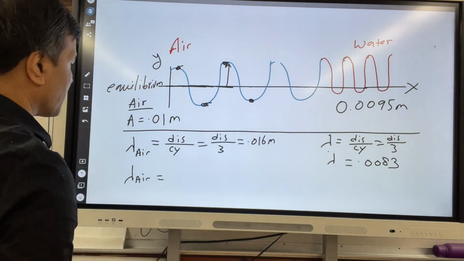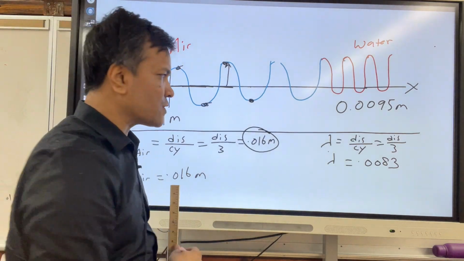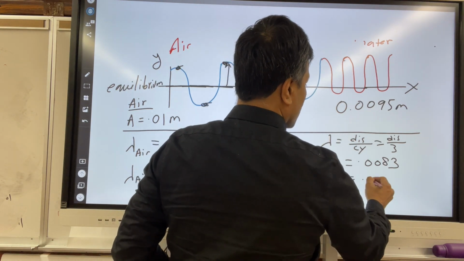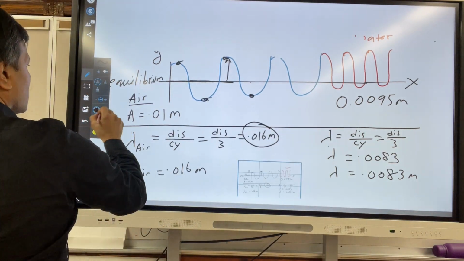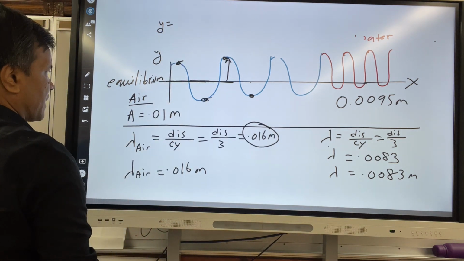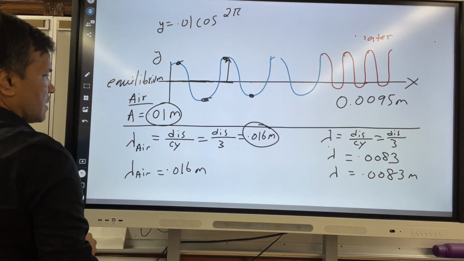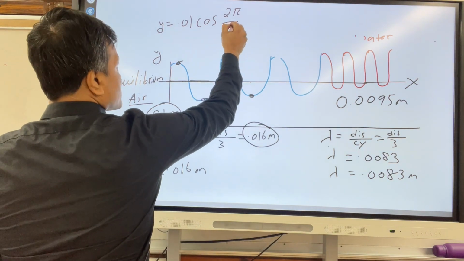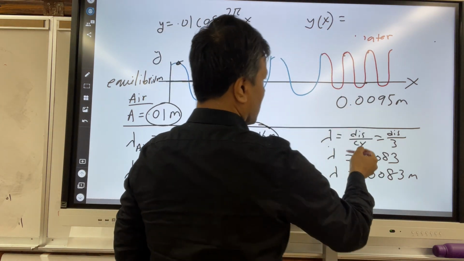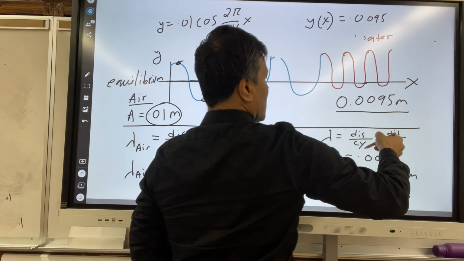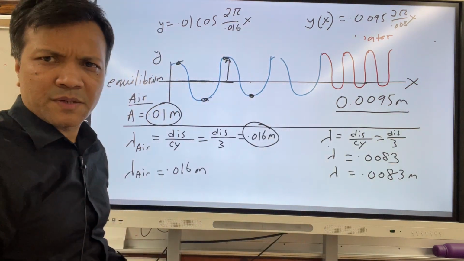Okay, and this one also I'm going to give you distance, 0.0083, right? Now you also can find crest to crest, and crest to crest also gives you 0.016 meter, because on the handout I drew it to scale, and then crest to crest also gives you 0.0083 meter. Okay, good. Now we're going to write the equation. Y is equal to, this is cosine, but make sure you write the amplitude first, 0.01, and then you write cosine, and then 2 pi over the wavelength. What is the wavelength? Wavelength is 0.016, x. All right, now let's come over here. Y of x is equal to, let's first find the amplitude, 0.0095, cosine 2 pi over wavelength, 0.008 x. Okay, that's pretty much it.